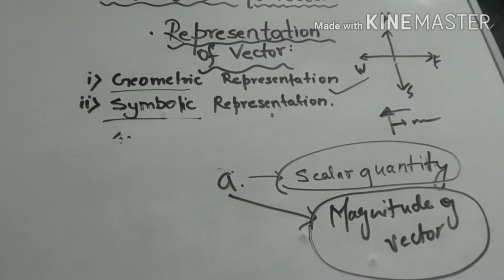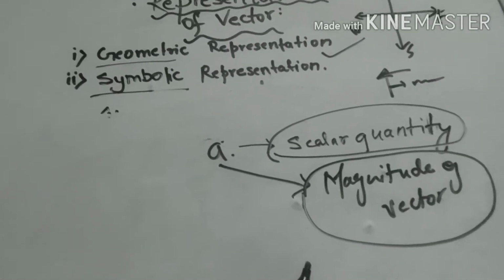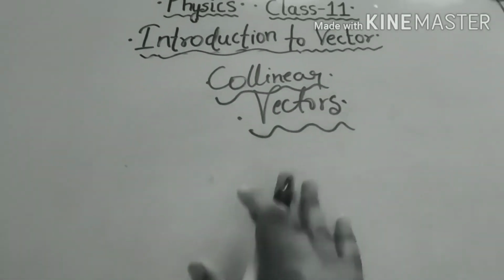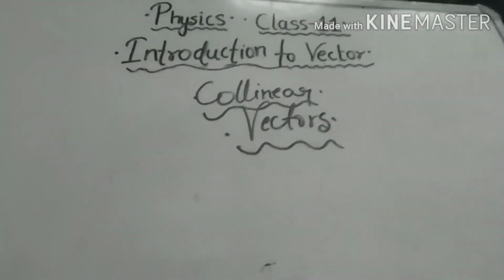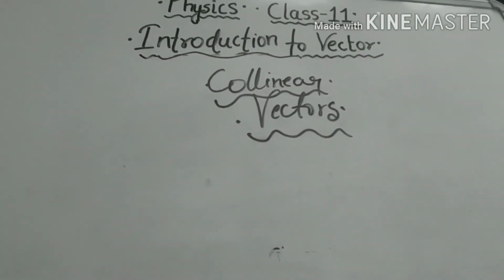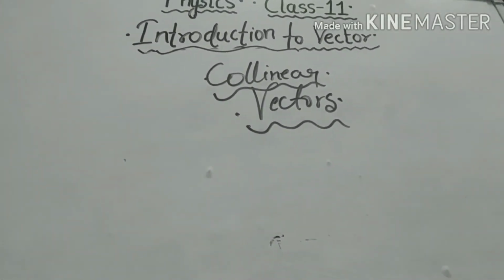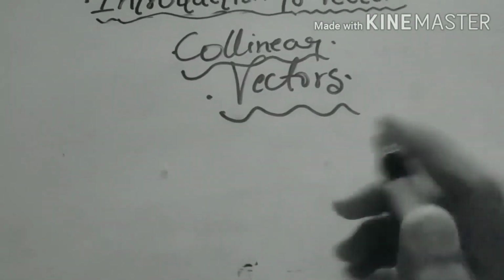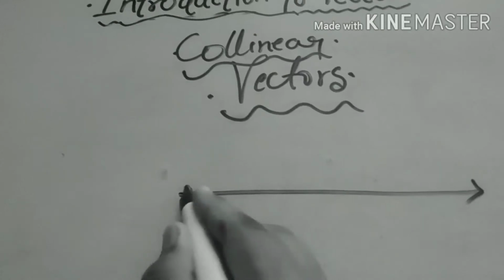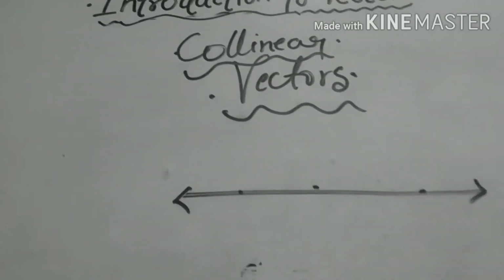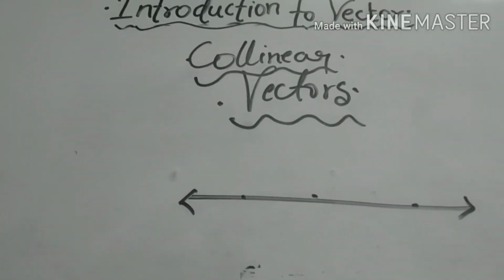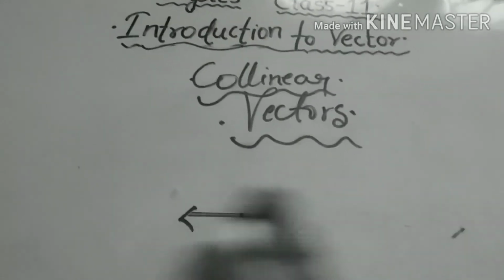Okay, now we will be moving ahead towards collinear vectors. So now we'll be seeing what collinear vectors are. We have read in class 10 what collinear points are. What do we mean by collinear? Collinear means in the same line. Like this, 3 points are said to be collinear if they lie on the same line. Now we'll be seeing what collinear vectors are.